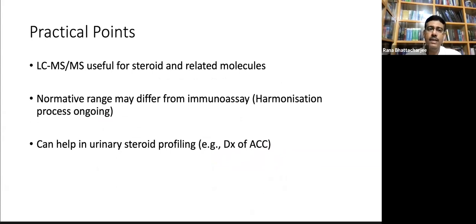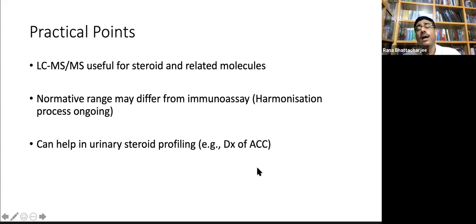A few practical points regarding these structure-based methods: LC-MS/MS is particularly useful for steroids and related molecules. But it's very important to know that as of now, the normative range may differ from immunoassay. Say, if you get a basal cortisol of 2.5 microgram per deciliter by LC-MS/MS, that may not be low. So please look at the system by which it is measured. But fortunately, the harmonization process between LC-MS/MS and the immunoassays is ongoing. So in the near future, possibly we will get a similar output from both of these assays.